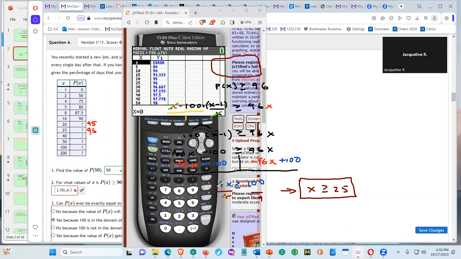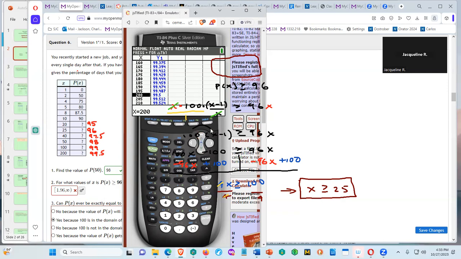40 is 97.5. 50 is 98. 100 is going to be 99. And 200, I believe, is 99.5.